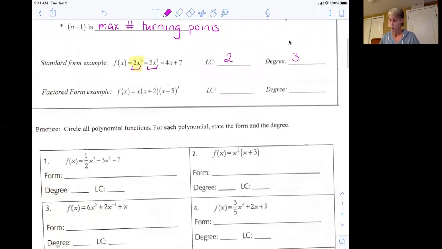So when we're looking at the standard form, we identify the lead coefficient as the number in front, and the degree is going to be the highest power.